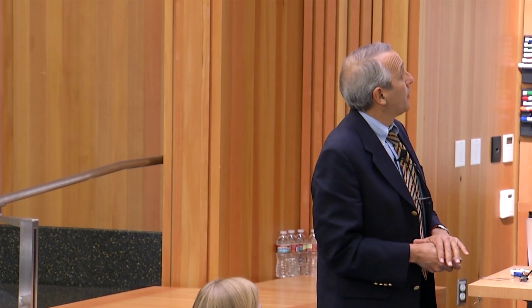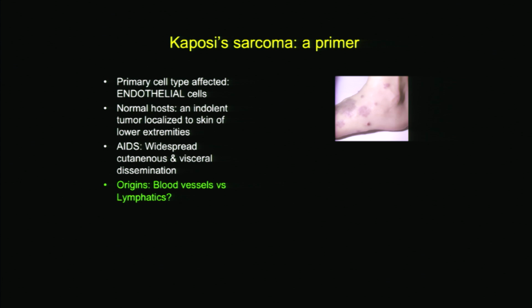Okay, a little primer on KS. KS is a tumor of endothelial cells. Endothelial cells are the cells that line vessels in the vascular system. I'm oversimplifying here grotesquely, because KS is a quite complicated neoplasm.